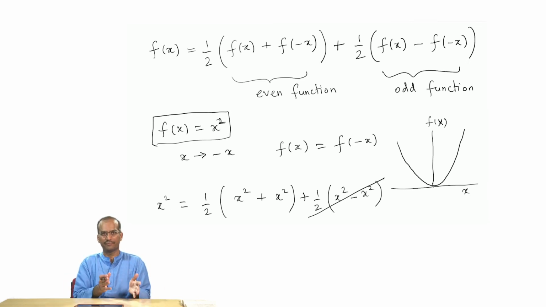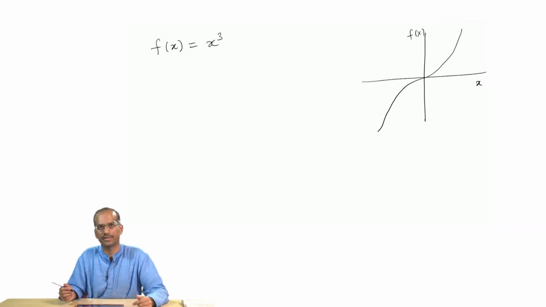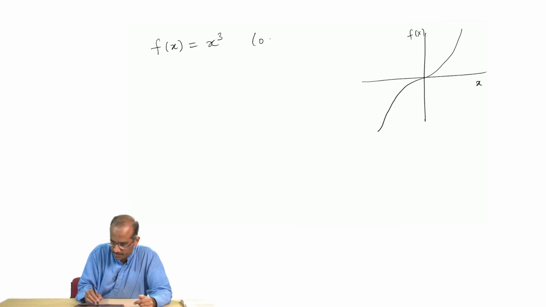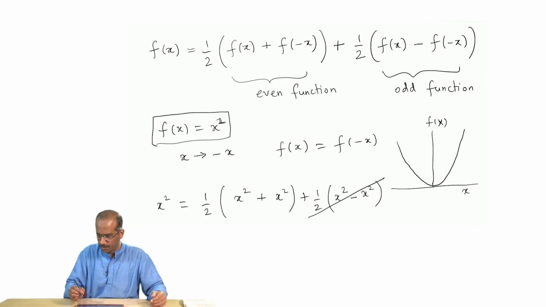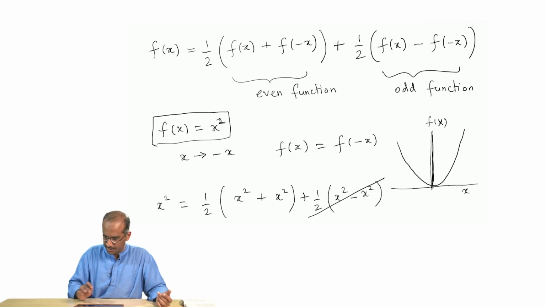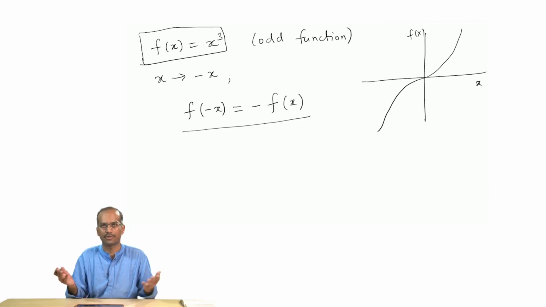So, there is one part, the first part, which would survive if it is an even function, and then there is a second part which would survive if it is an odd function. So, this is f of x equal to x cube. This is an odd function. Under the transformation that x goes to minus x, f of minus x will go to minus f of x. The x square function is symmetric about this line, which is x equal to 0 line, whereas this one is sort of anti-symmetric.